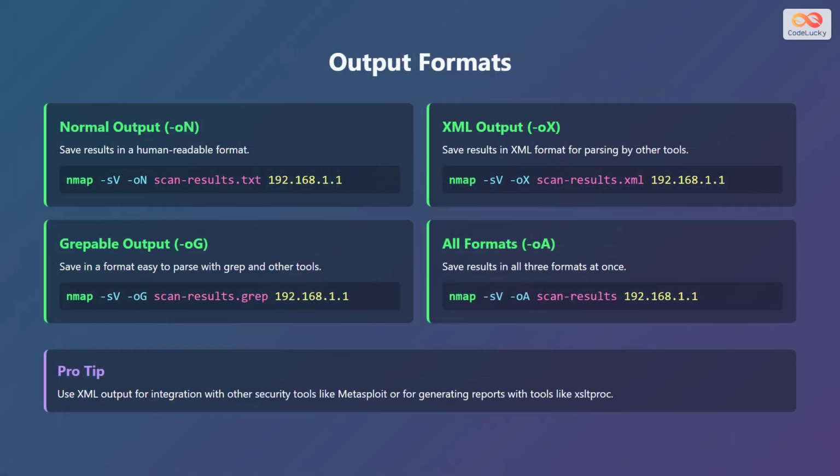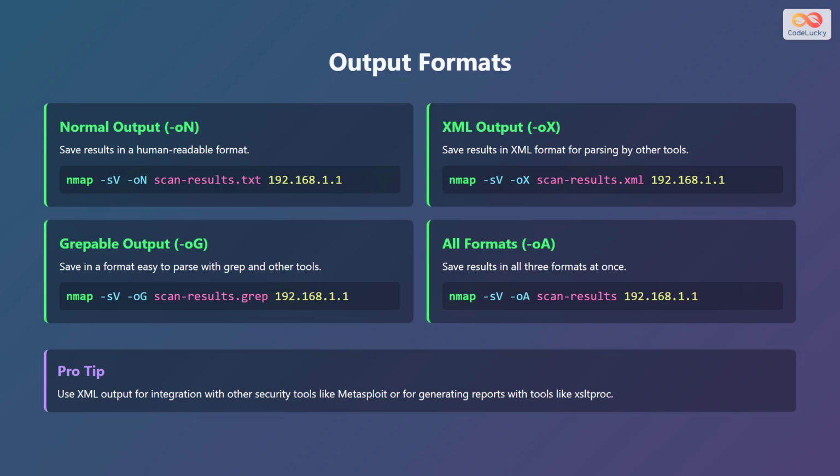Nmap offers multiple output formats to save scan results, each serving different purposes. The normal output, specified by -oN, saves the results in a human-readable format. Use nmap -sV -oN and the file name you want to save the results to, such as scanresults.txt, along with the target IP address.